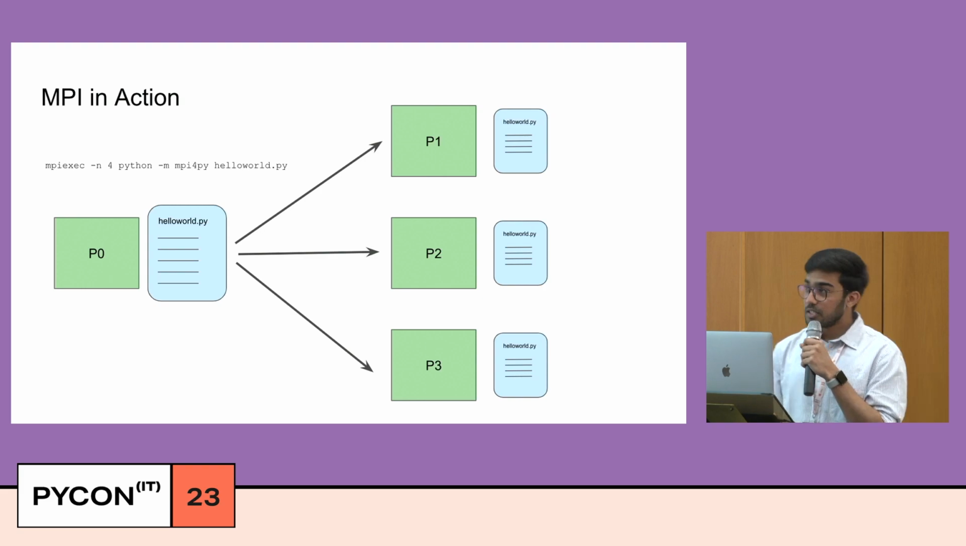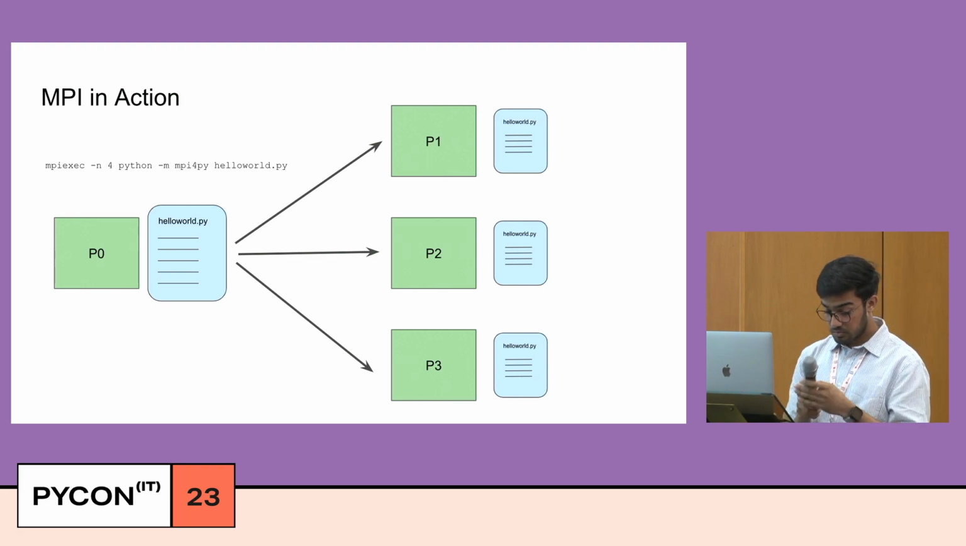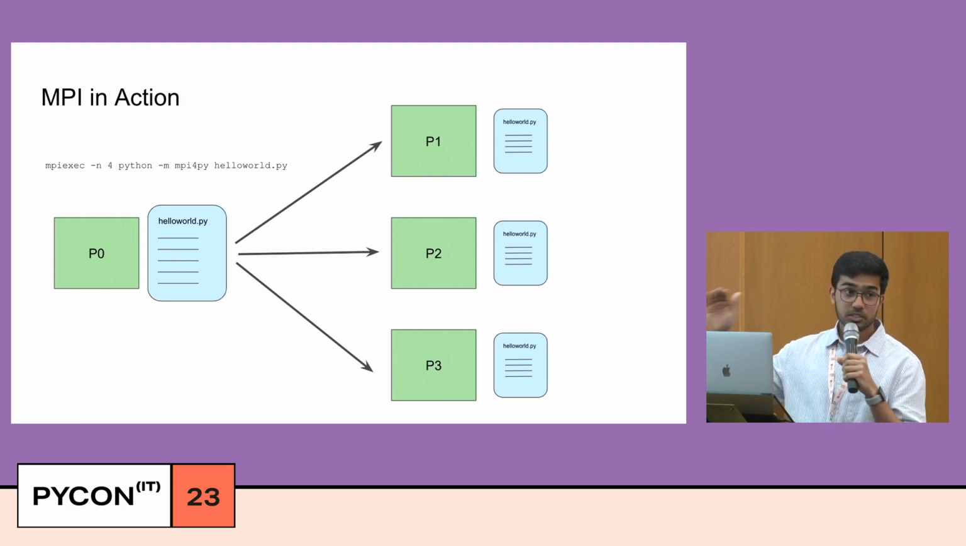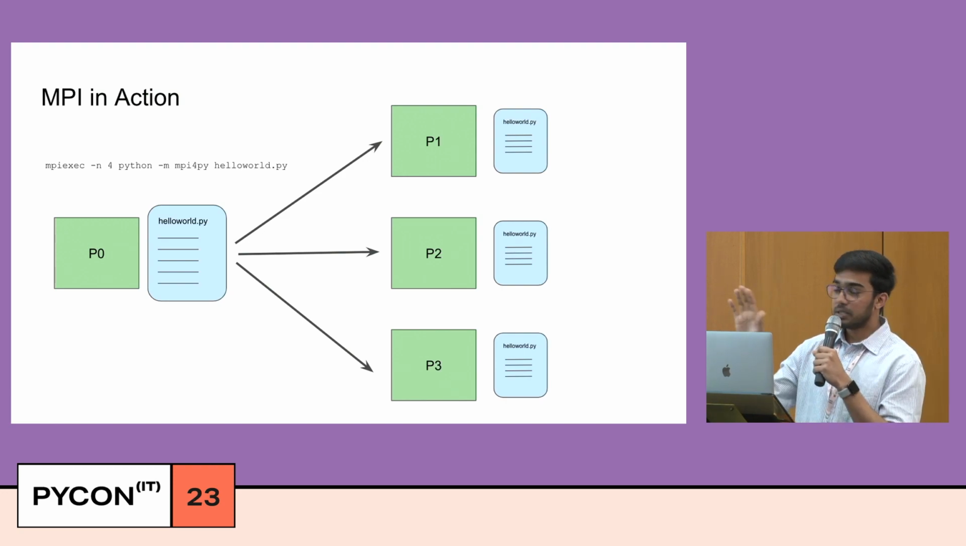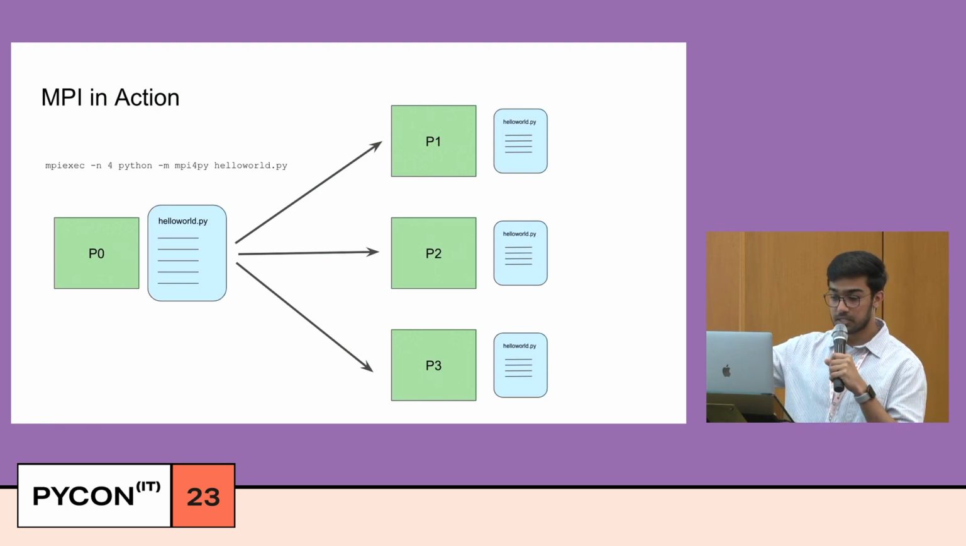So now let's see how MPI looks in action. Imagine you have 4 processes, and these can be multiple processors on a single machine, or these can actually be 4 different machines connected together in a topology. But now we're generalizing it, so let's call them 4 processes. One of the processes, P0, we'll call the master process.